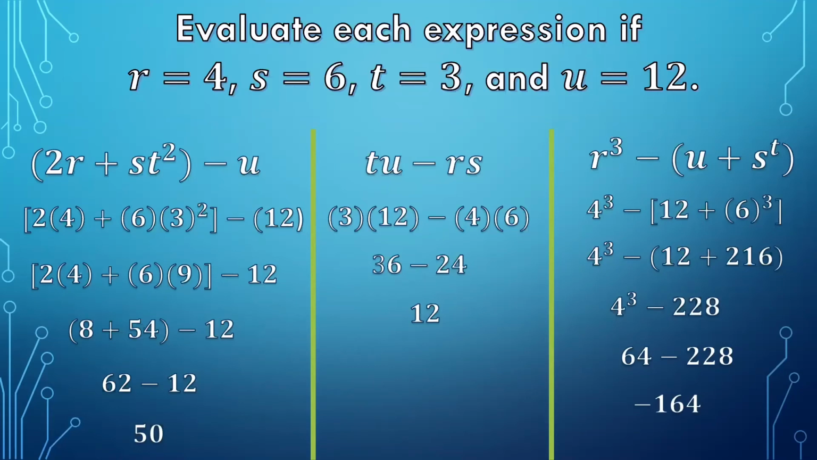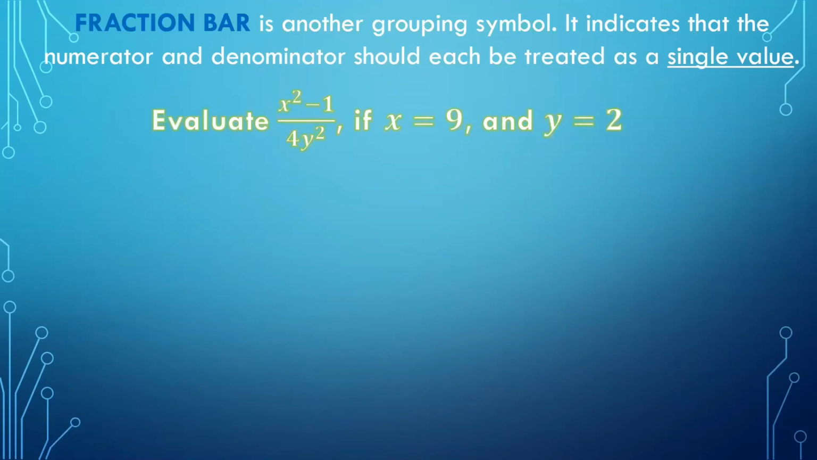Questions? Okay. Another aspect when we're evaluating and simplifying is that fraction bar. I mentioned it in another example, but when you've got expressions on top and bottom, you cannot do division until you've gotten each one down to a single value, meaning you need your numerator to be one number and your denominator to be one number before you can do anything else.